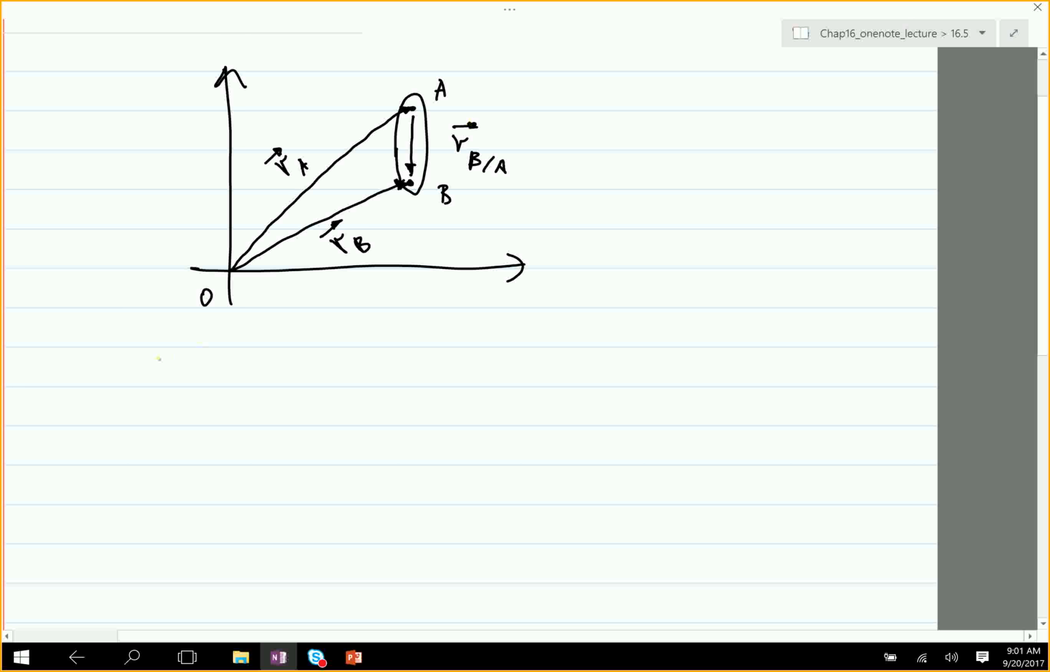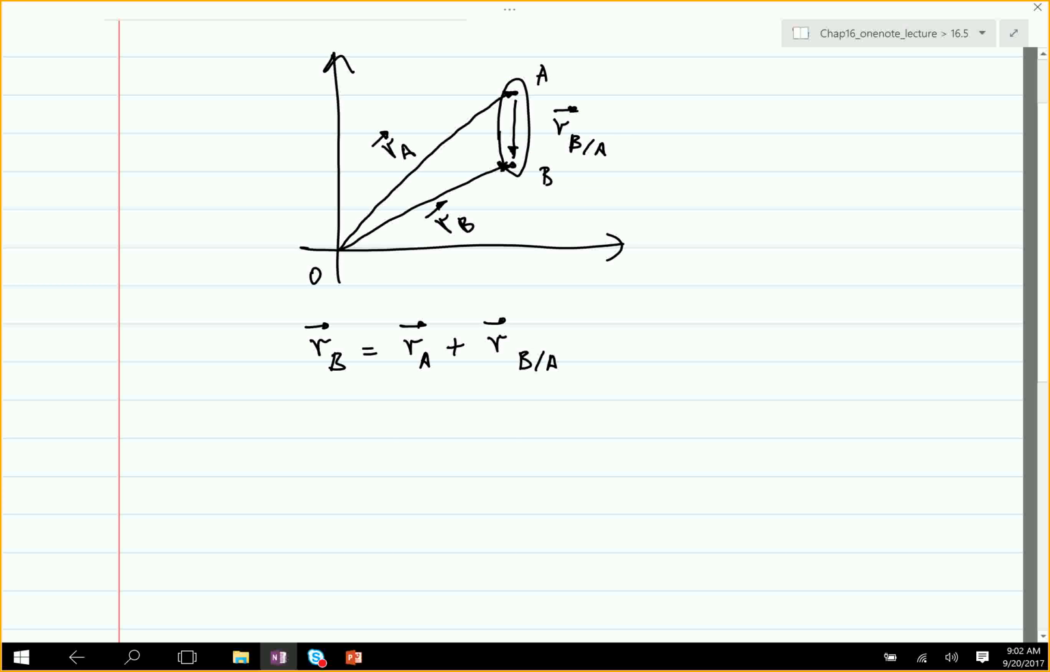Okay, so what we have learned in chapter 12 on particles was that we can write RB as the sum of RA plus the vector B with respect to A. This is just a vector sum. Basically, if you want to reach B, you can do it via A, or you could directly go from the origin.